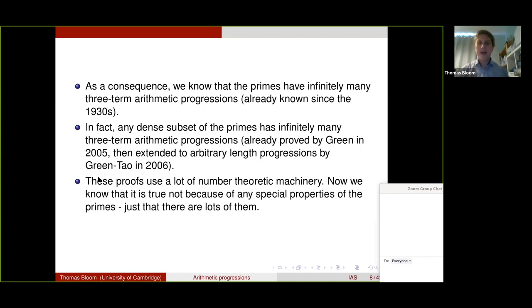And I think this sort of application is one of the main motivations of Erdős in conjecturing this sum of the reciprocals fact in the first place. He really wanted to know whether it was true for combinatorial reasons that the primes contain long arithmetic progressions.